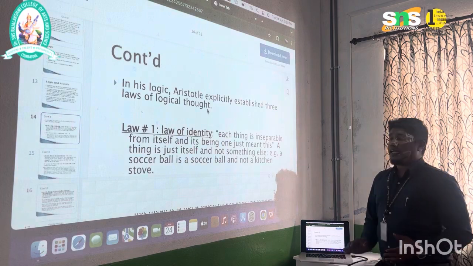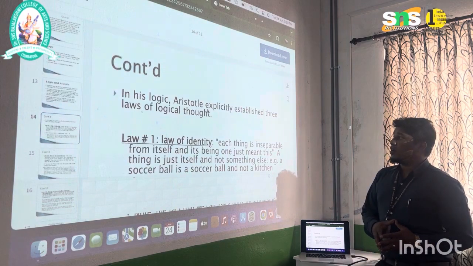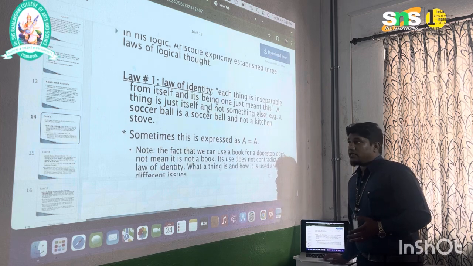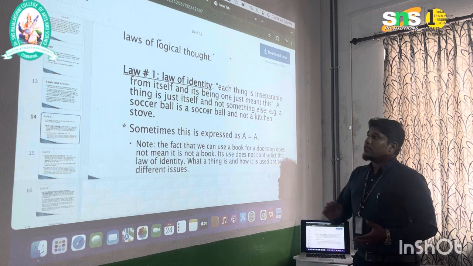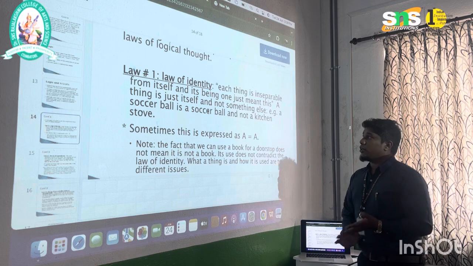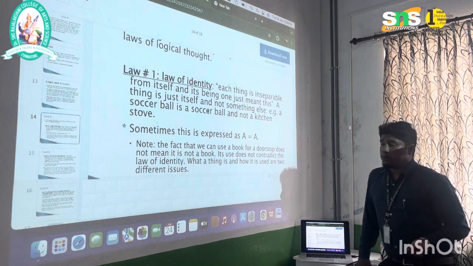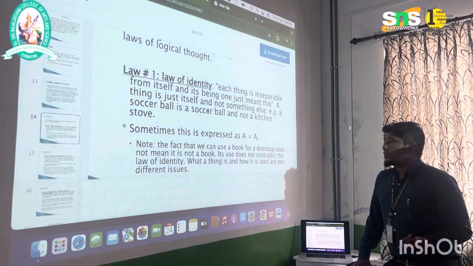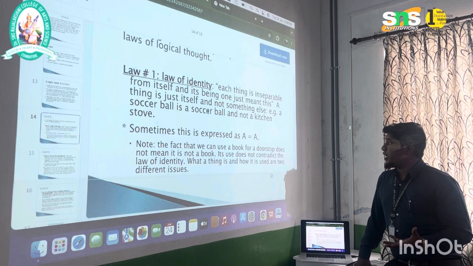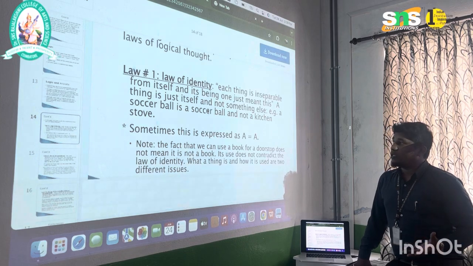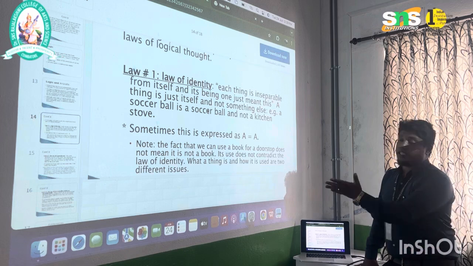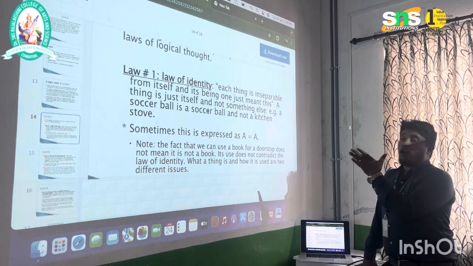In his logic, Aristotle established three laws of logical thought. The first is the law of identity. Each thing is inseparable from itself and is one. A thing is just itself and not something else. For example, a soccer ball is a soccer ball and not a kitchen stove. This is the law of identity.